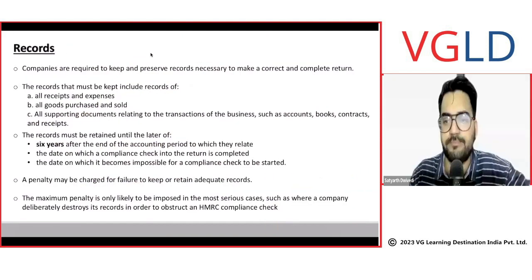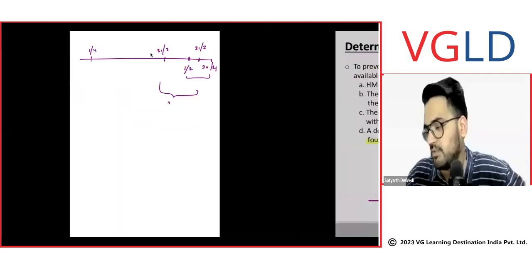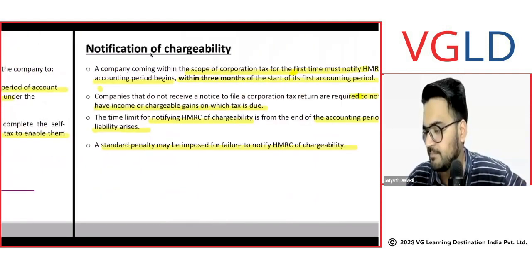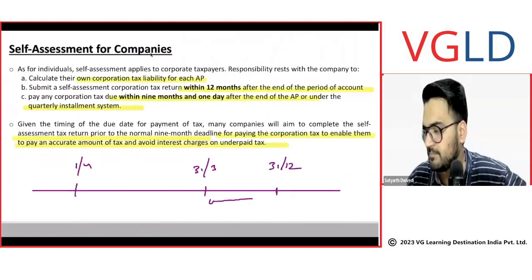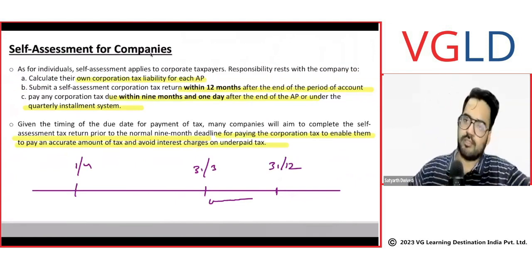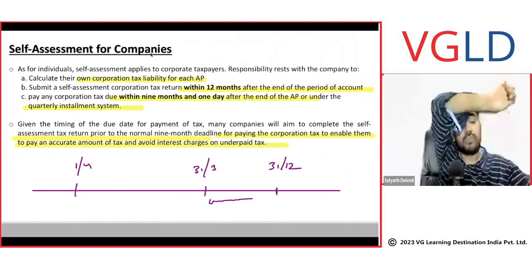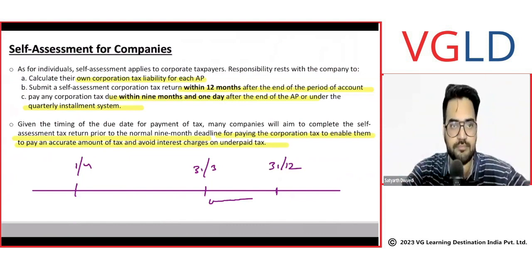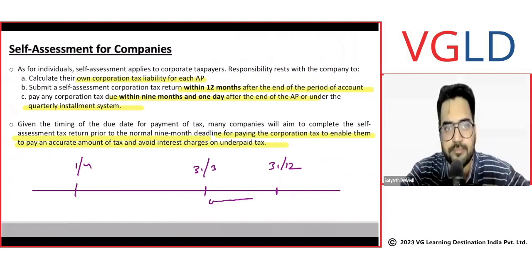Okay. Okay, you can quickly go through this. Take 2 minutes and go through this part. Whatever we've done, please go through this.